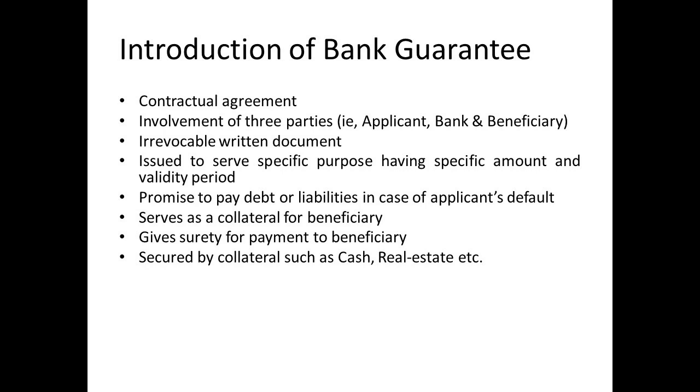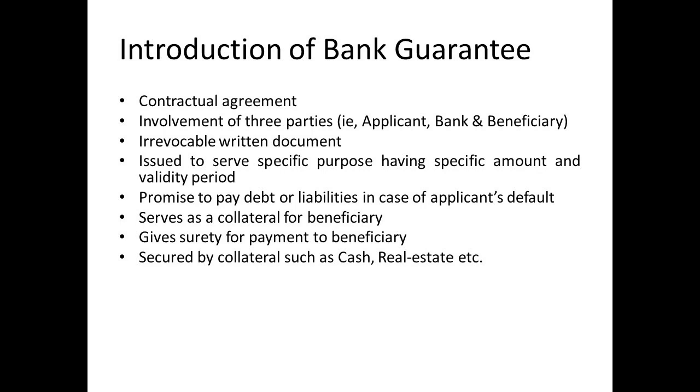Applicants are those who seek the issuance of bank guarantee, whereas banks are those who issue the bank guarantee. And the last one, beneficiaries, are those who accept the bank guarantee issued by the bank. In bank guarantee, the bank promises the beneficiary to pay debt, liabilities or losses in case the applicant fails to do so or breaches the contract. Further, it is an irrevocable written document issued to serve a specific purpose, having a specific amount and validity period, which cannot be changed or altered without the consent of all three parties after its issuance.